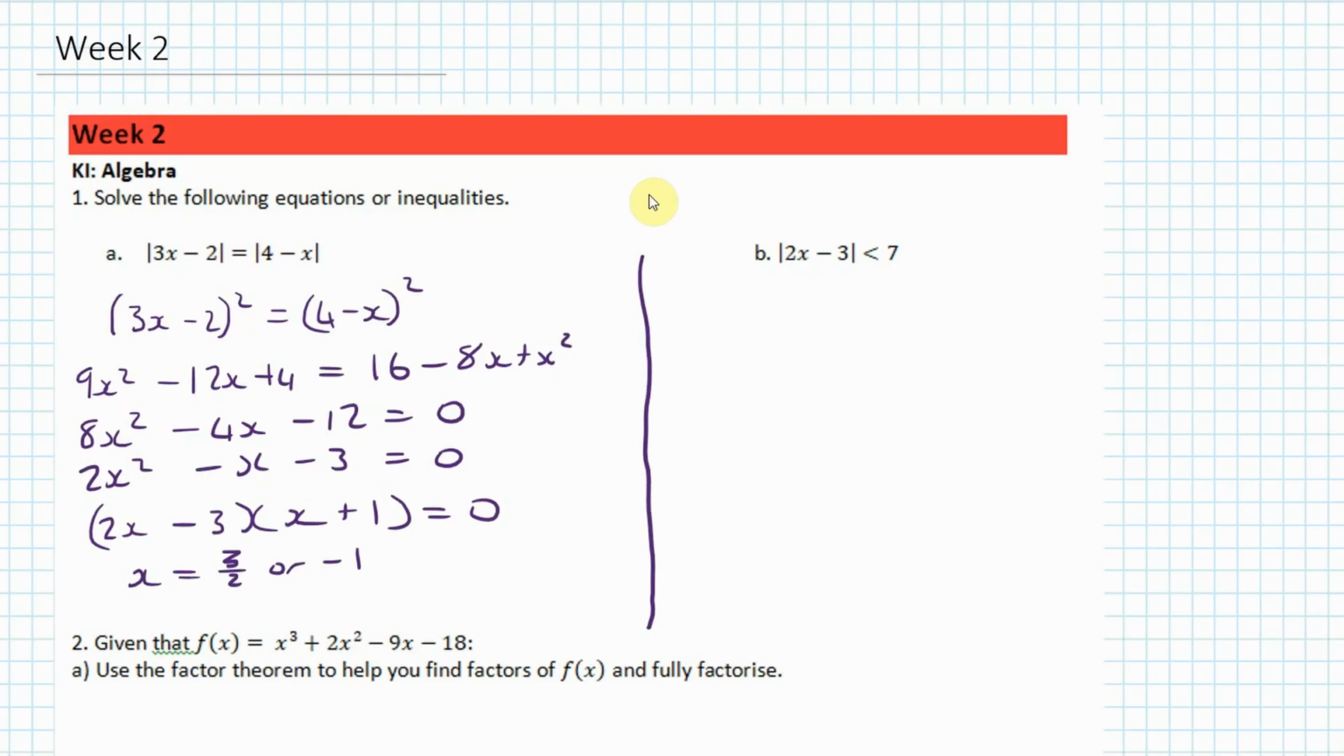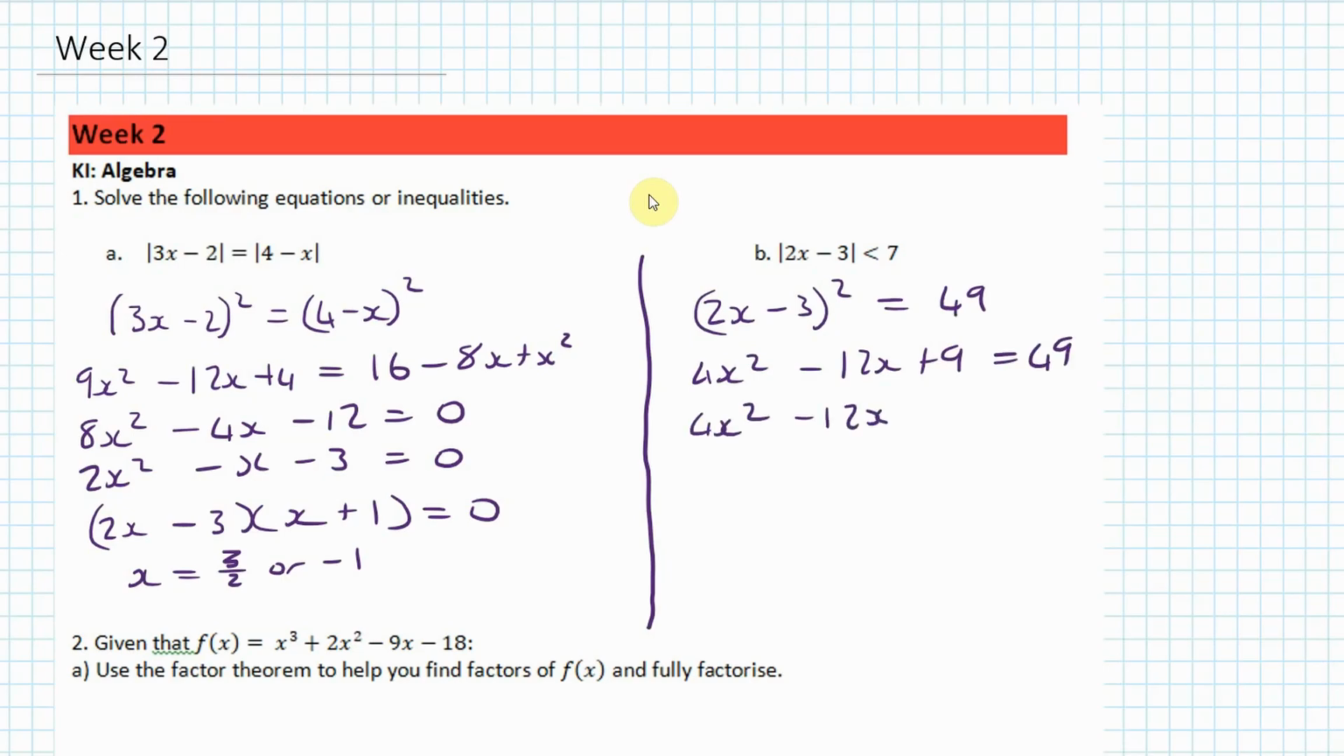Now for the next one we've got an inequality. So we're looking at where this is less than 7. So what we want to first of all do is consider where it's equal to 7. I'm going to go and square both sides and make it equal to 49. So we're just going to find where it's equal. 4x squared minus 6x minus 12x plus 9 is equal to 49. Now we go 4x squared minus 12x, pull that 49 across, we get negative 40 is equal to 0.